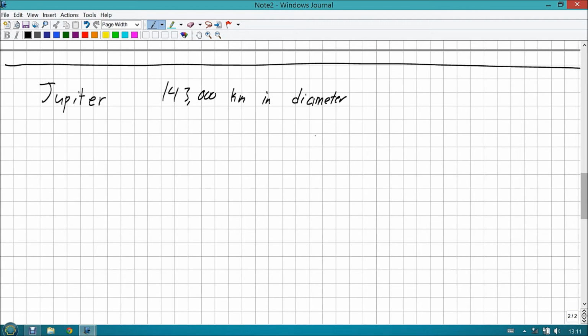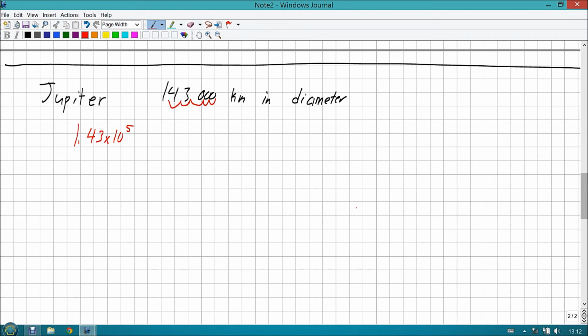So what we would like to do is make it smaller. We'd like to use scientific notation. So for our scientific notation, we need to find out what power we're going to. It looks like we're going to 1, 2, 3, 4, 5. So we go 1.43 times 10 to the fifth. That would be the diameter of Jupiter.